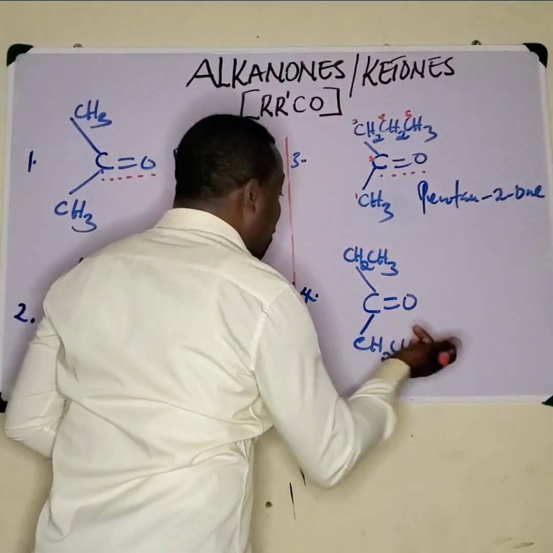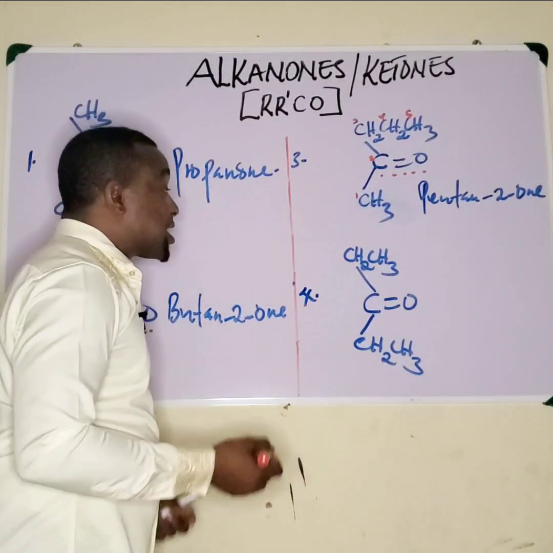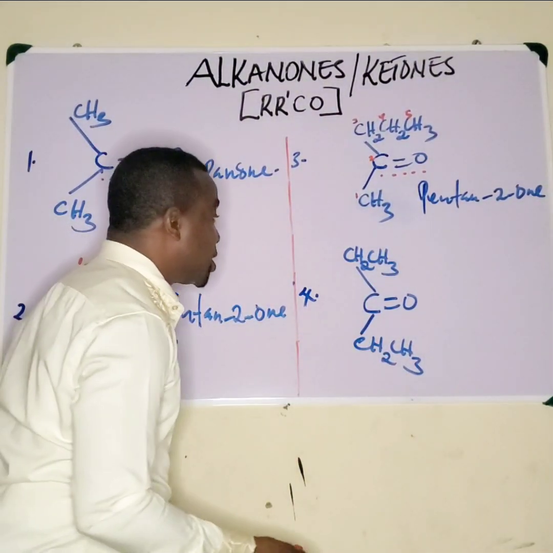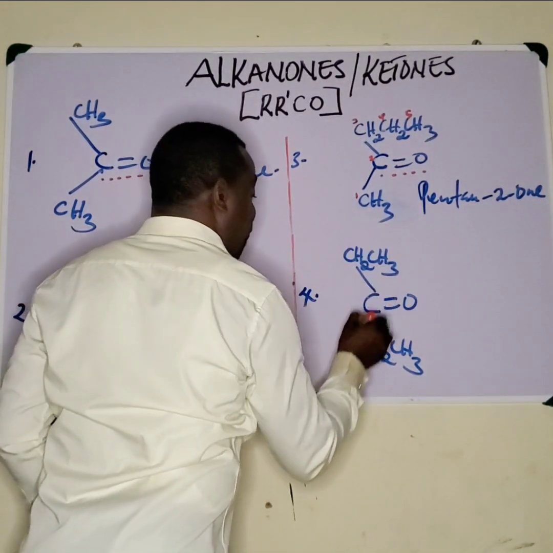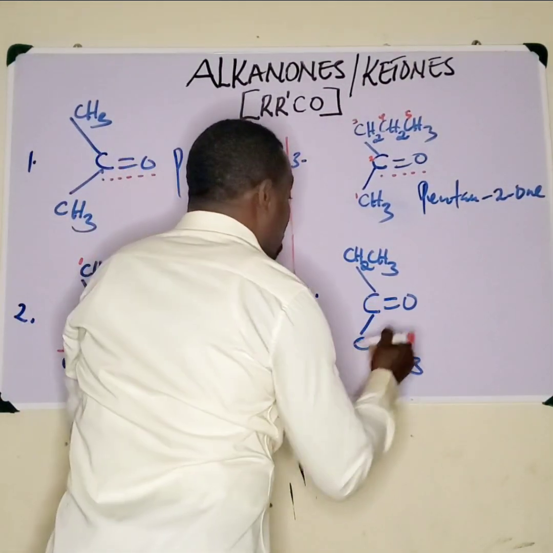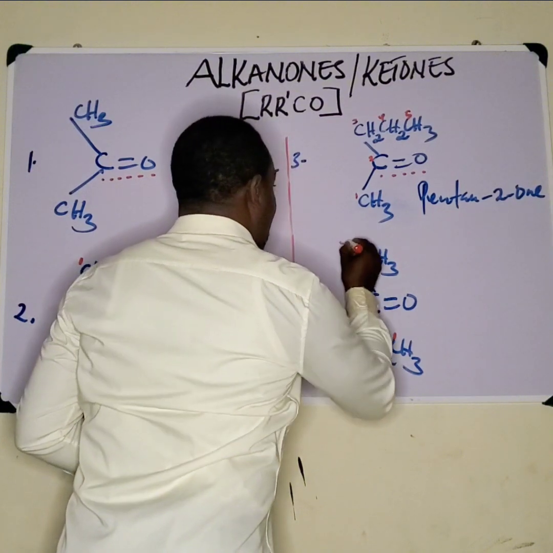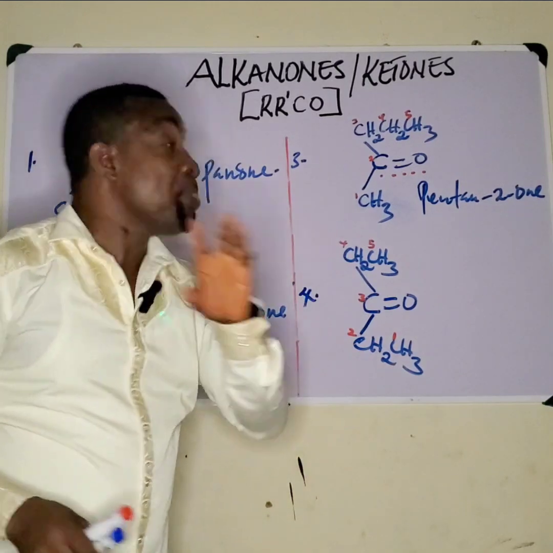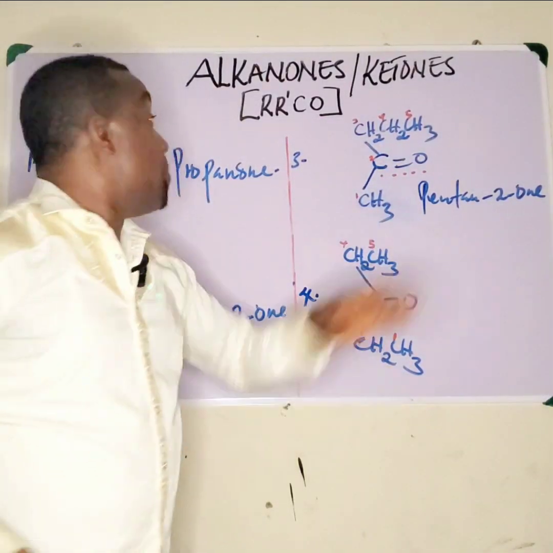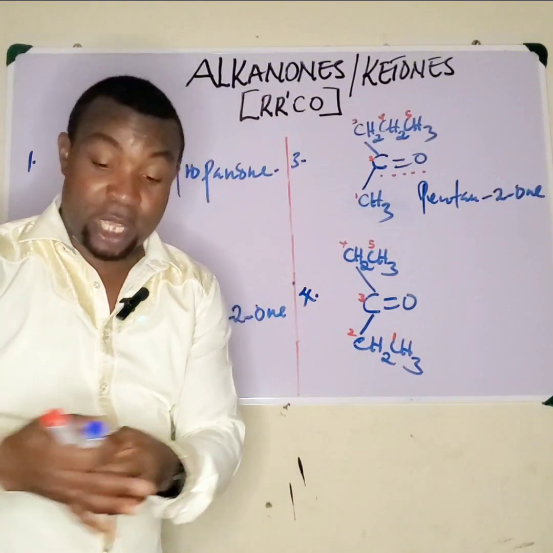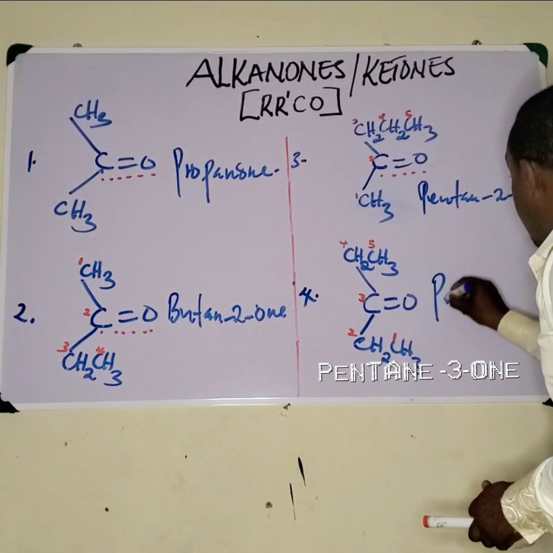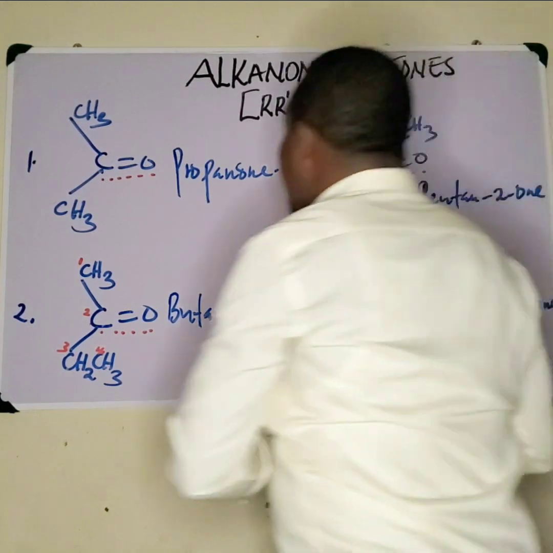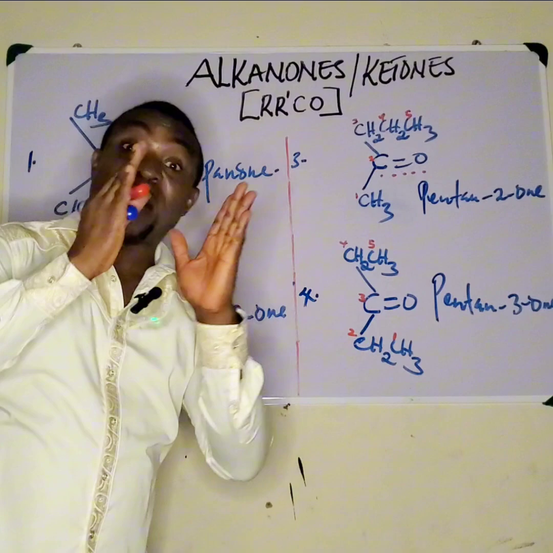So in this case, let us see the longest carbon chain here. If you take it 1, 2, 3, 4, 5, yes, that is the longest carbon chain, or we can take it 1, 2, 3, 4, 5, yes. So we are still maintaining the molecular formula, which is 5 carbon atoms. We are still maintaining the number of hydrogen atoms, but what has altered here is the structure. So here it becomes pentan-3-one.